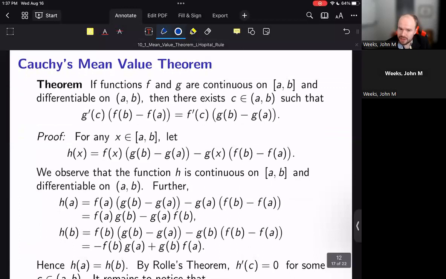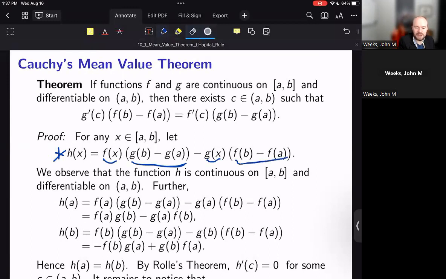Now, Cauchy's mean value theorem has a proof that utilizes the mean value theorem itself. Since we've already proven the mean value theorem, we're free to use it. So we're going to define a function that's going to allow stuff to fall out and get what we want. We're going to use the function h(x), which is f(x) times the difference in the y values of g, minus g(x) times the difference in the y values of f.